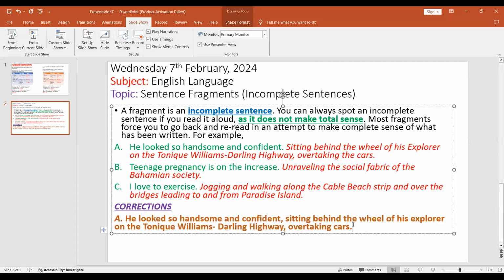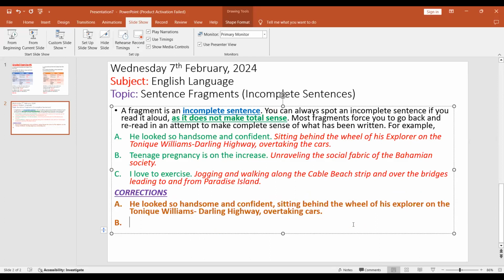Let's look at the second correction, B. Teenage pregnancy is on the rise, comma, unraveling the social fabric of the Bahamian society. Notice that these are not two independent clauses that we're combining. If there were two independent clauses, obviously we would use a conjunction to combine them.